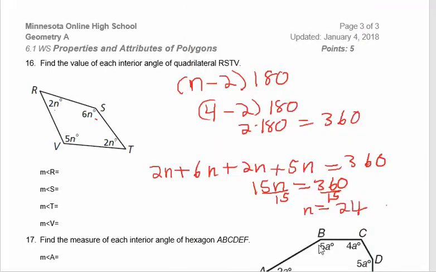Now we know what n is, so we just go back and solve for each of these angle measures. We would put the 24 in for n. So for the measure of angle r, we'd go 2 times 24. And for the measure of angle s, we'd go 6 times 24. And so on, and you will answer what the measure of each angle is based on that.